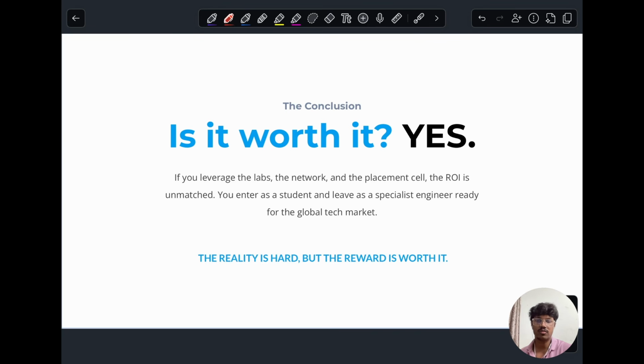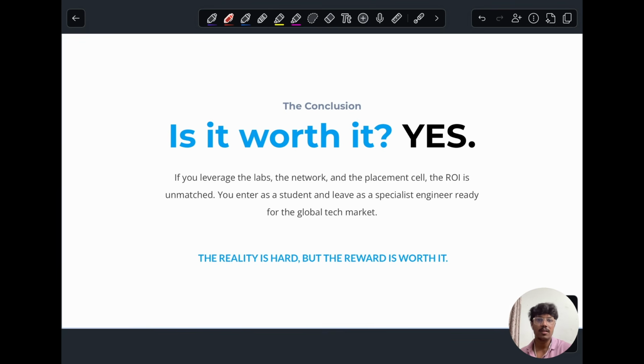I think yes, it is worth it at the end, because even though it is outside of the city, Hyderabad is a great city. Most of the companies come for placements. The network is good and the people around are very supportive, very research oriented, and very good in their field.